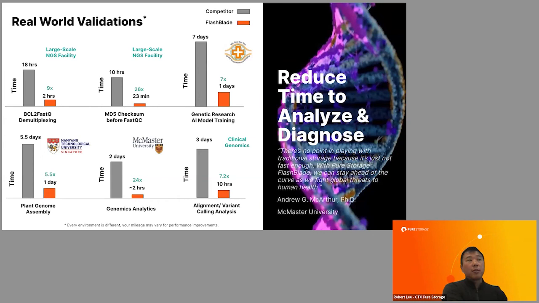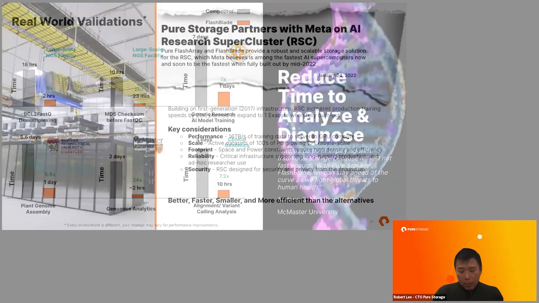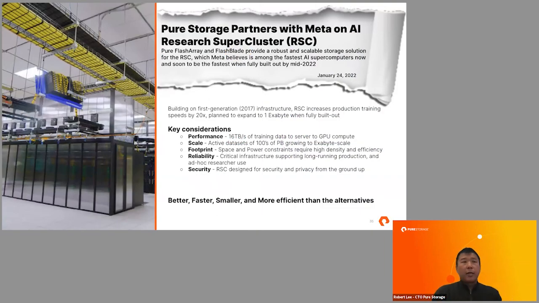What resonates with customers is significant reductions in time to result. Whether it's a 9x reduction, you see 24, 26x reduction. These are results that, at the end of the day, this is what life science researchers are striving for. We see similar reductions in time to result in AI model training and chip design, fluid dynamics, really across the board, right? And at the end of the day, that's what customers really care about.